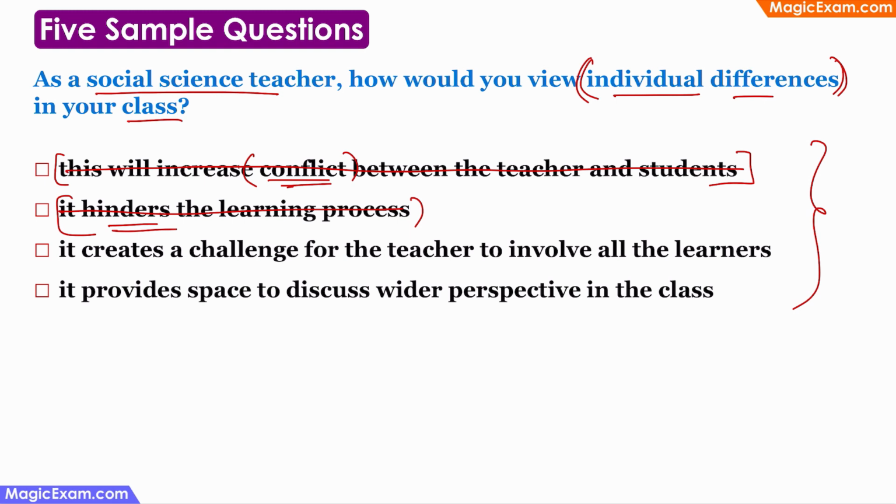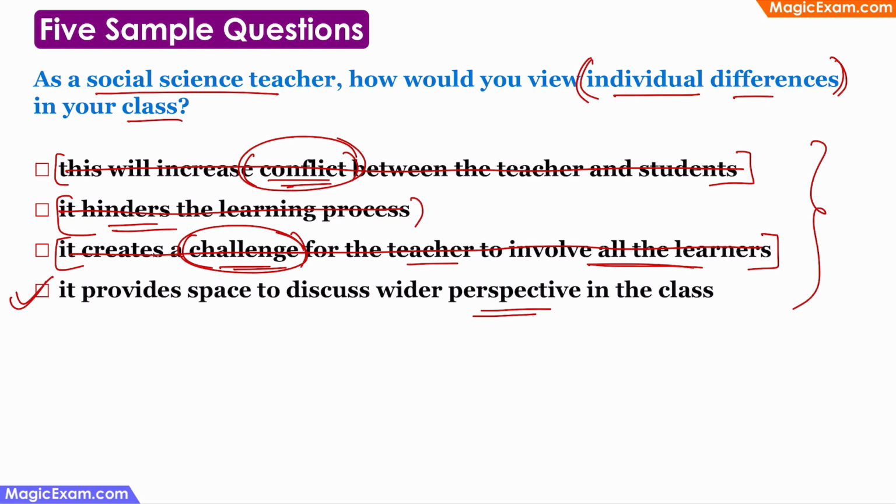Right? Next, it creates challenge for the teacher to involve all the learners. This is also again a seemingly negative statement, while the statement might be correct, because if there are a lot of children with various learning needs and there are a lot of individual differences, then it would be a challenge for the teacher to involve all the learners in the activities in the classroom. But as a teacher, you have to learn how to address this challenge. Just like you are resolving a conflict, you have to address this challenge. Therefore, this also can be eliminated because this statement is also negative. The last statement is positive. It says it provides space to discuss wider perspective in the classroom.